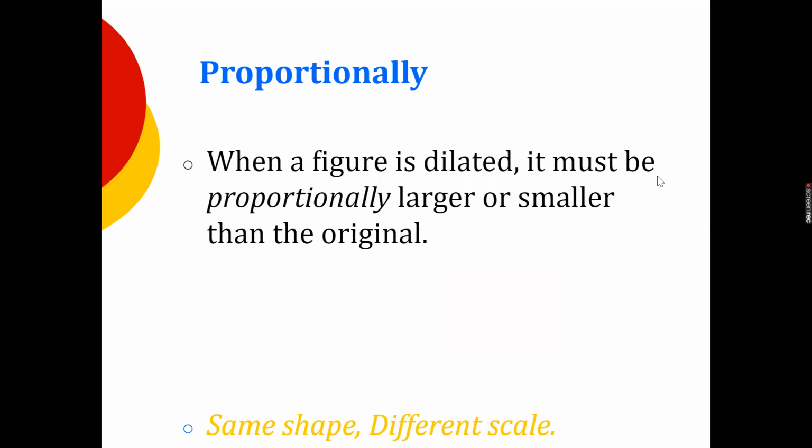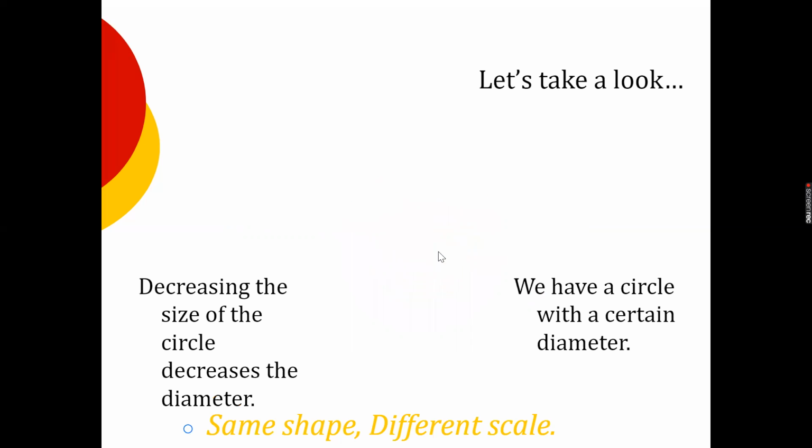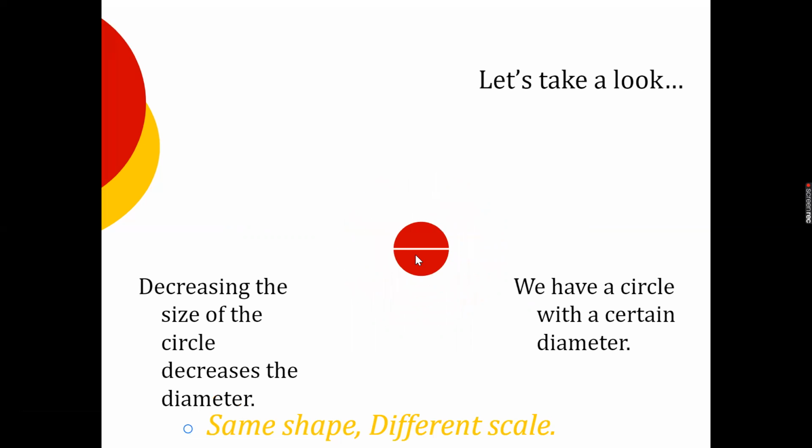So going back to that word proportionally, when a figure is dilated, it must be proportionally larger or smaller than the original. Proportionally means that it's going to remain the same shape. So if we think about those dilated pupils, we have a circle, which is the pupil, with a certain diameter. We don't know how big the pupil is, it's just some diameter's length long. If we end up shrinking or decreasing the size of the circle, it's going to decrease the size of the diameter. So if we think about it decreasing, notice the diameter gets smaller and smaller as we decrease it.